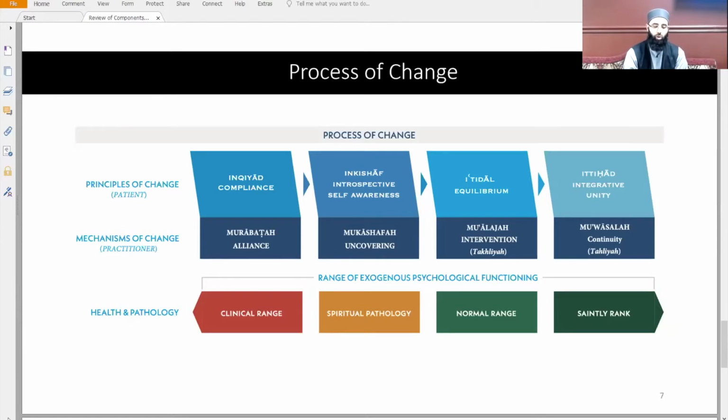Now let's go back to the principles, or the process of change, right? So on the top we have inqiyad. This is for the client. On the bottom of that we have murabata. Okay, and I'll explain these terms because these terms are utilized in the Islamic tradition, oftentimes in the field of tasawwuf.